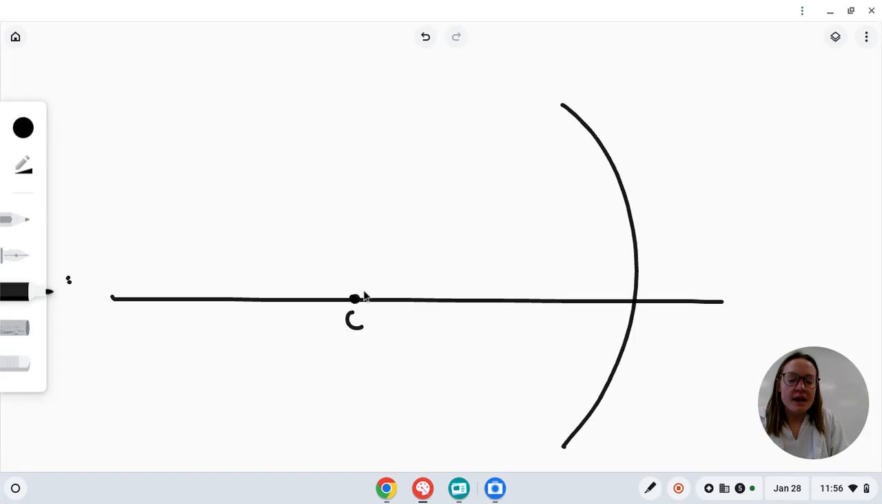Now we're going to see what happens if you take an object and put it really, really close to the mirror. So let's put it here, between the focal point and the vertex of the mirror, and see what happens. Once again, we're going to follow the 3 golden rules of optics.